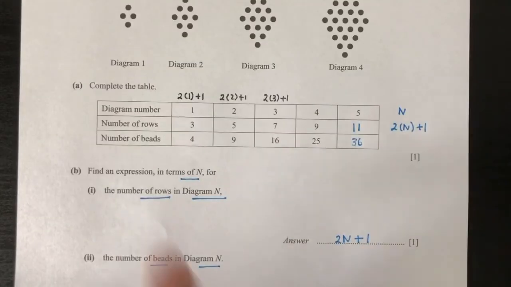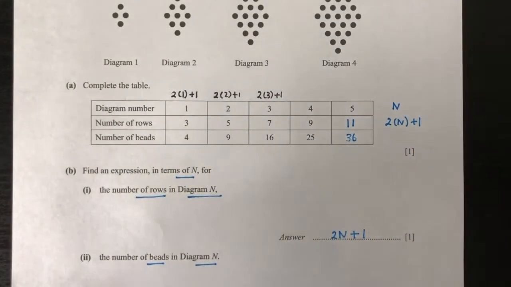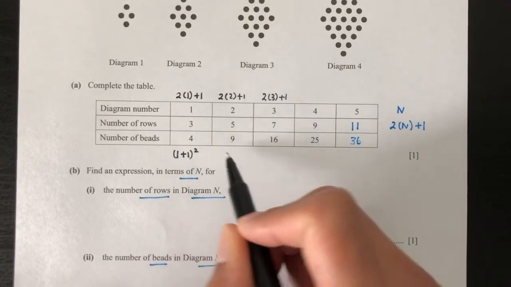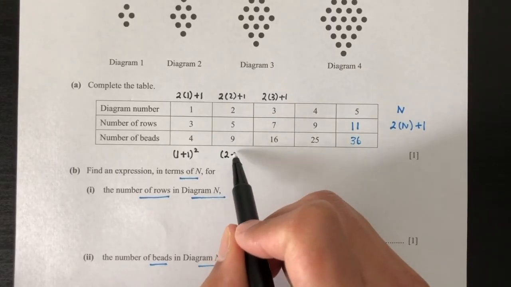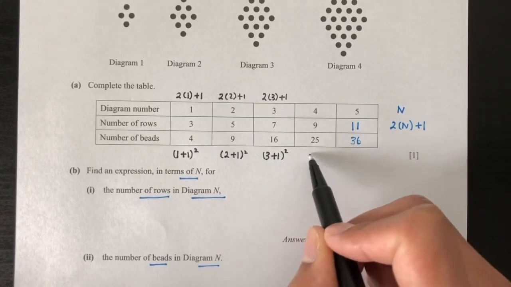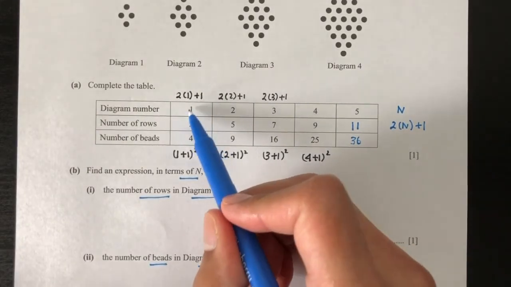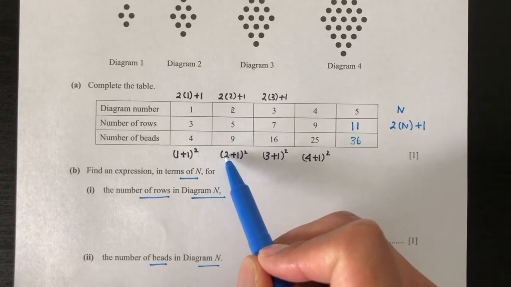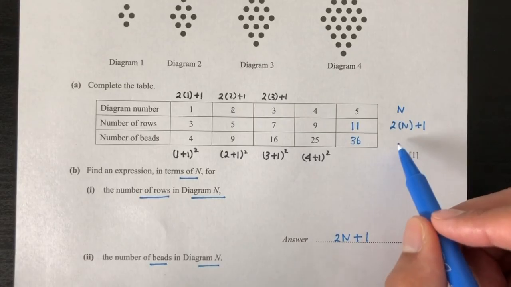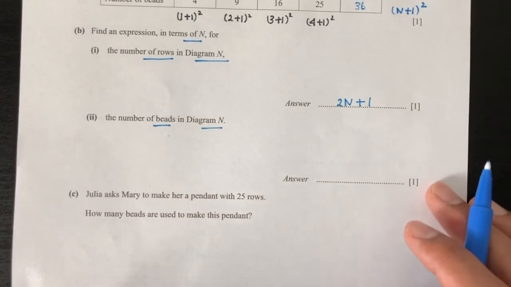So number of beads is this one. As I've explained, how do you get this one here? You would take 1 plus 1 squared. This one will be 2 plus 1 squared. This is 3 plus 1 squared. This is 4 plus 1 squared. So same way, when it is your first term, you put 1 here. Second term, you put 2 here. Third term, you put 3 here. Fourth term, you put 4 here. Nth term, you will put n plus 1 squared. That's how you find your number of beads for diagram n.